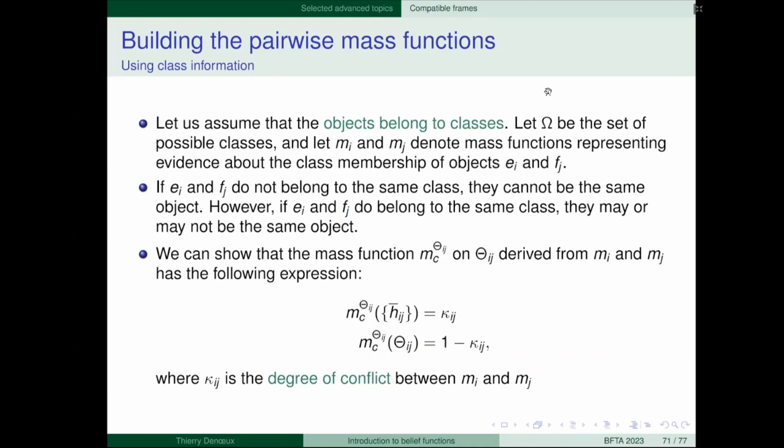And it can be shown, I don't have time to show it here, that the mass assigned to hij bar must be the degree of conflict between Mi and Mj. And we'll do something similar tomorrow in the lecture on clustering. So you have some evidence about the class of object Ei, some evidence about the class of object Fj. If the degree of conflict between these two mass functions is high, it means that you believe they do not belong to the same class. Okay, and this mass should be transferred to hij bar.